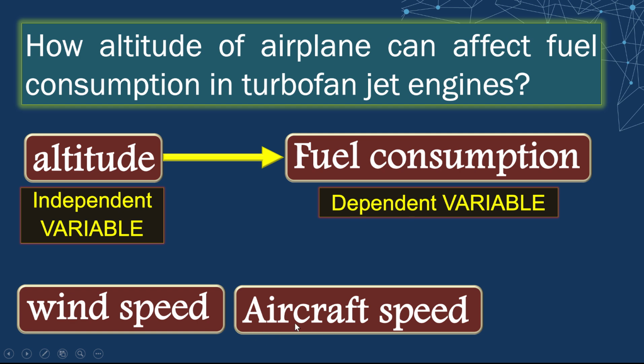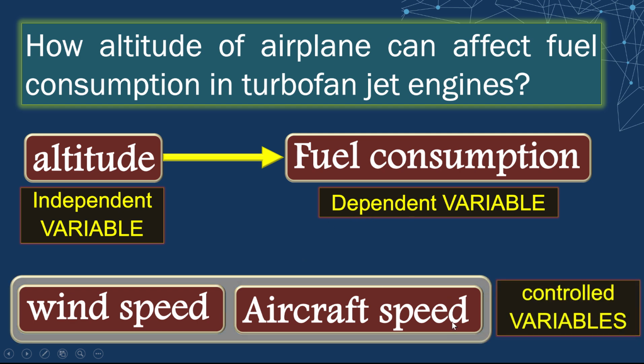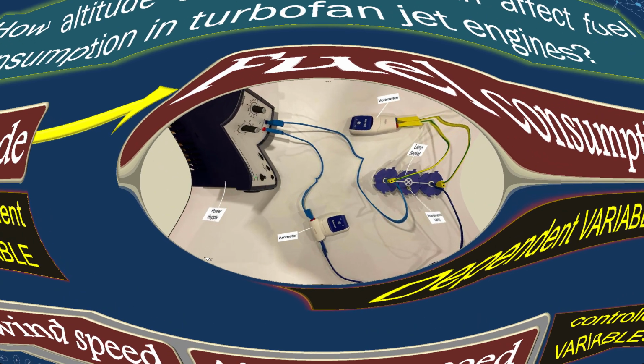We should keep them constant, otherwise what do we mean by altitude? At higher altitude, you may have a different wind speed or aircraft speed, so they may affect your results. You should keep them under control. They are called control variables. Of course, there must be many more, and you should mention them again.